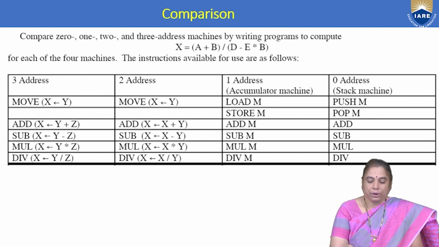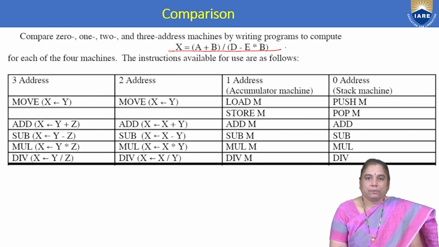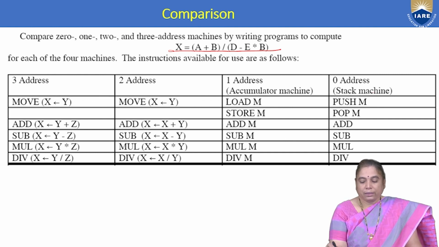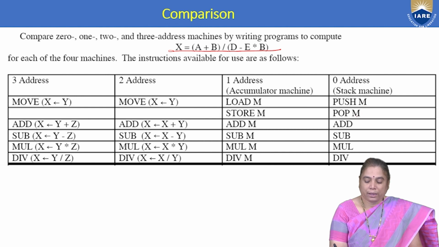Here we have taken another expression: X is equal to (A plus B) divided by (D minus E) into B. How can this expression be evaluated in the 0 address, 1 address, 2 address and 3 address instruction formats, so that we can compare the various instruction formats? In the stack based organization, first we have to convert the expression into postfix, and the operands can be moved to the stack. Next we have to apply the operations.